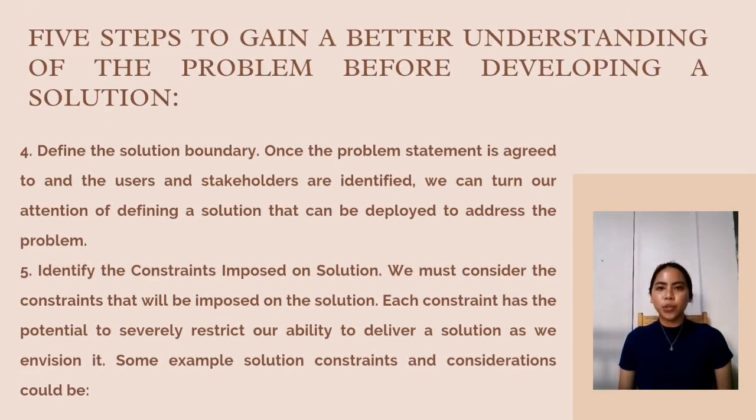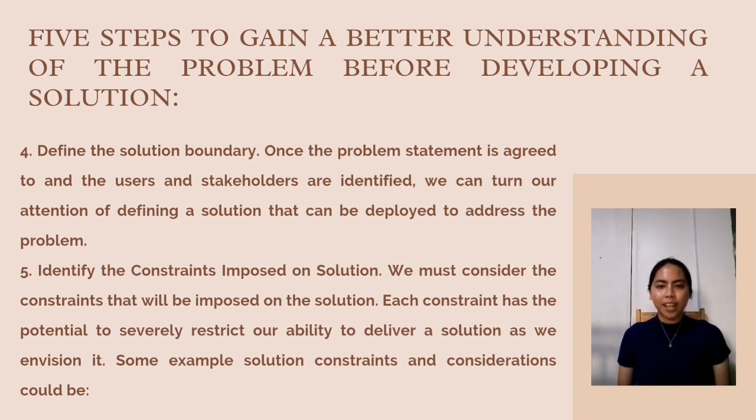The fourth step is to define the solution boundary. Once the problem statement is agreed to and the users and stakeholders are identified, we can turn our attention to defining a solution that can be deployed to address the problem. Here, we can analyze what exactly to do after identifying the problem. Lastly is to identify the constraints imposed on solutions, meaning we need to know if there are limits or restrictions against the solution you have implemented.